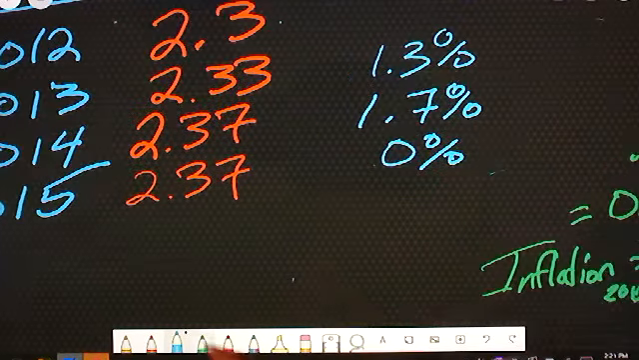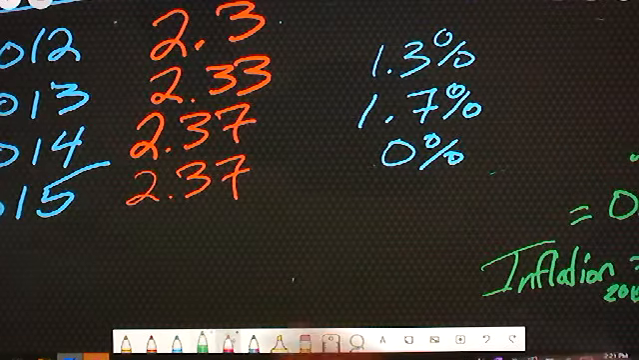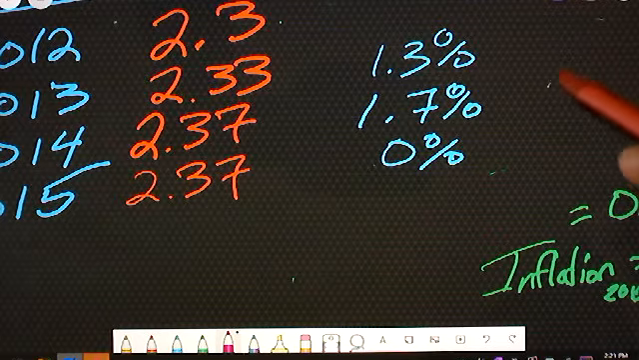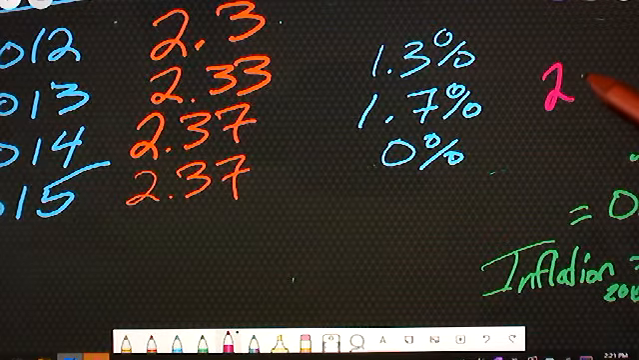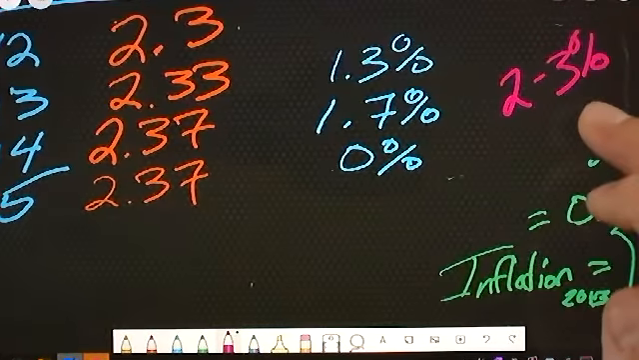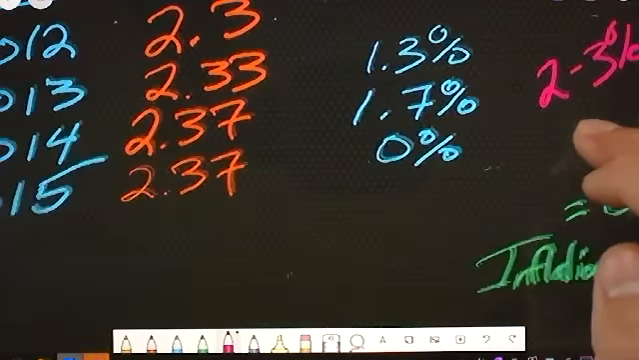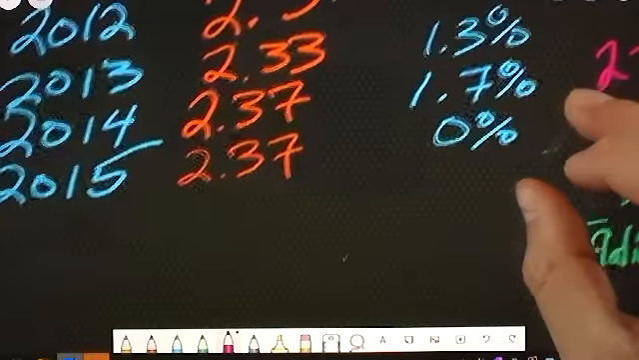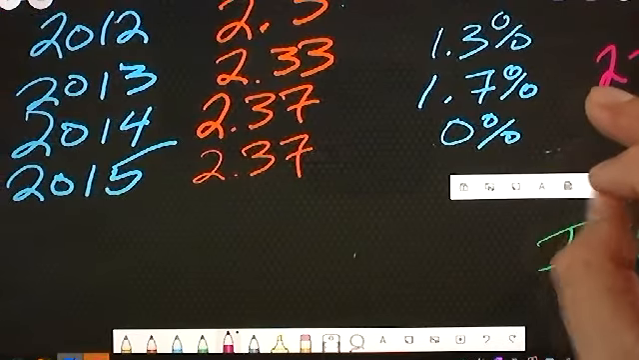Normally, we want something that's closer to between 2 and 3%. It really just depends on who you're asking. Some people say 2 to 5. It's kind of a big debate right now. But what you really don't want is deflation, right?